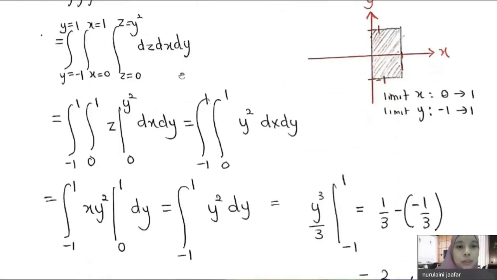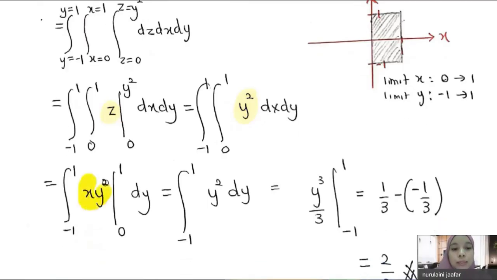So let us solve. Integrate 1 dz, we will get z, from 0 to y squared, and then you substitute the values, you will get y squared dx dy. And then integrate y squared with respect to x. What we get: x y squared, because y is a constant now. So you get y squared x from 0 to 1. Substitute the values 0 and 1, so you get y squared dy. Then last, you integrate y squared. You will get y cubed over 3 from negative 1 to 1.